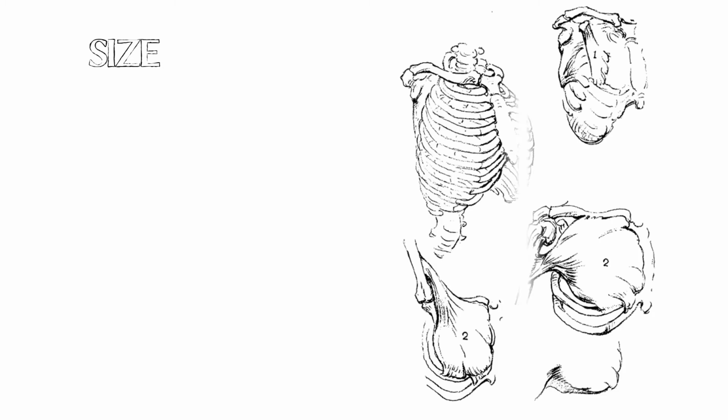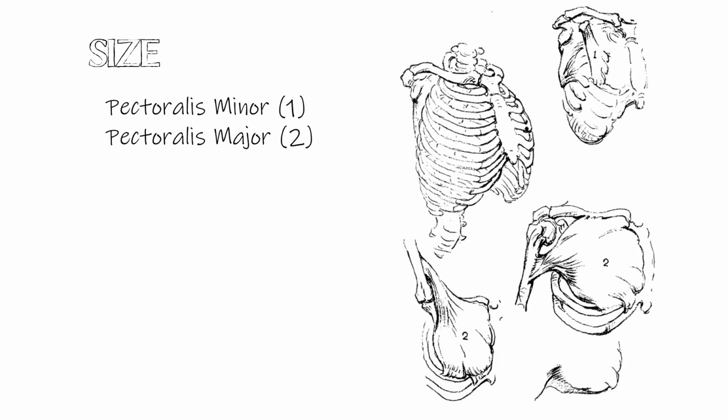Let's talk about size. So a big example here is going to be in the pecs. So a lot of people know the pecs. It's kind of the short name, but pectoralis muscle group. So there's a minor and a major. The minor is labeled 1 up in that right-hand corner figure, and then major is labeled 2.